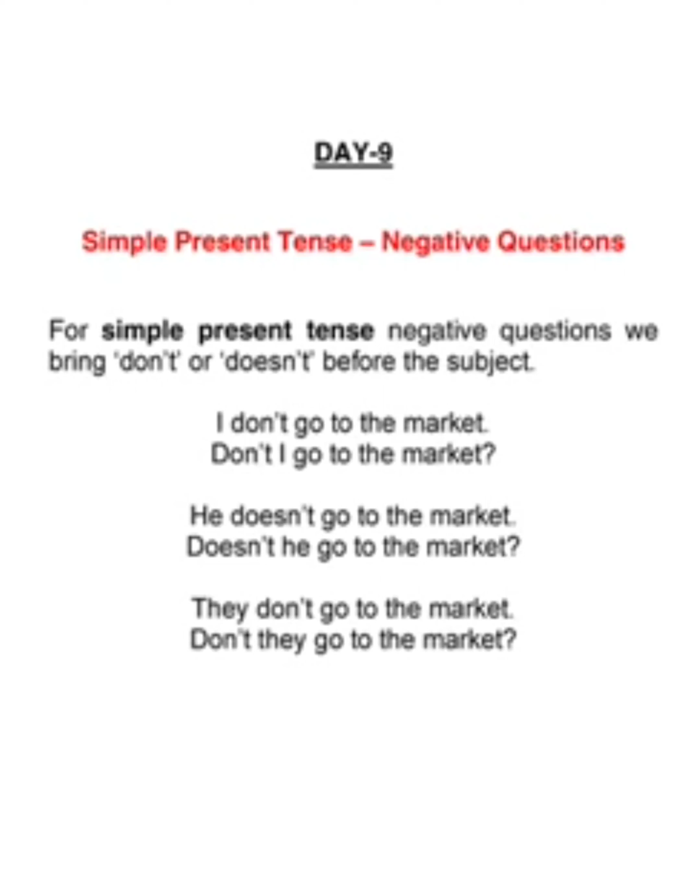For simple present tense, negative questions, we bring don't or doesn't before the subject. It's really as simple as that. Let us look at some examples.